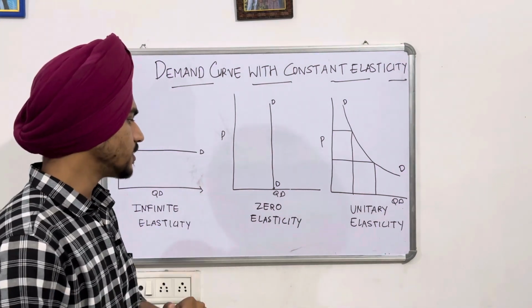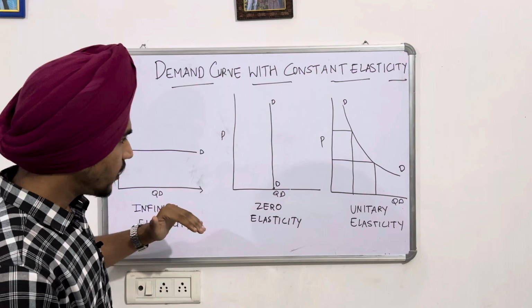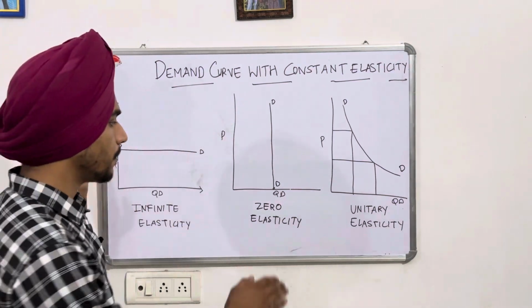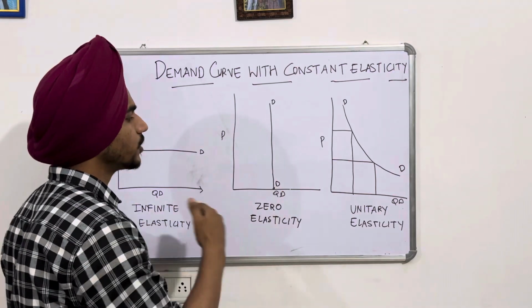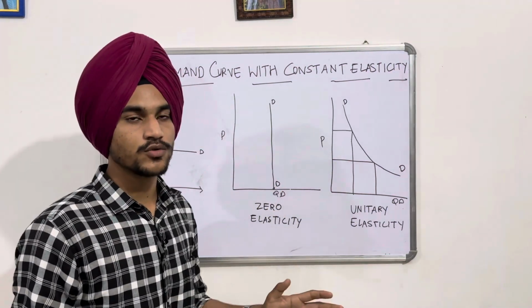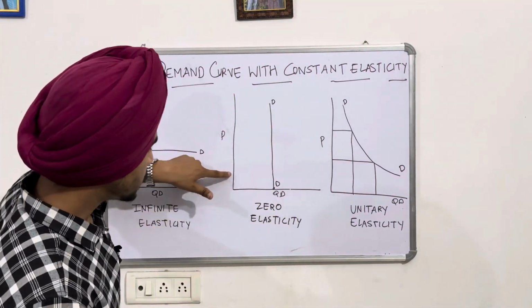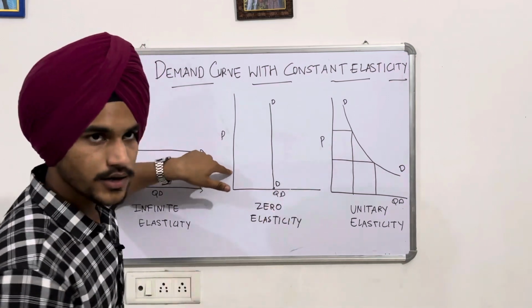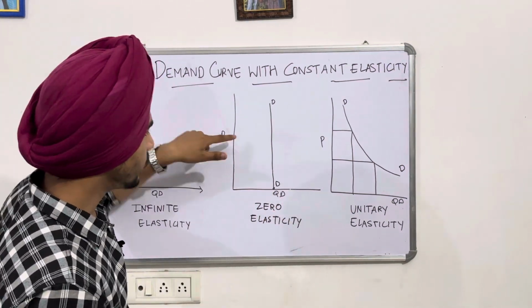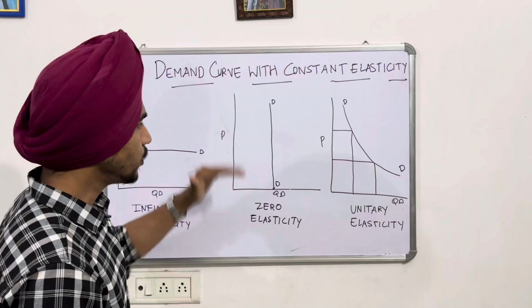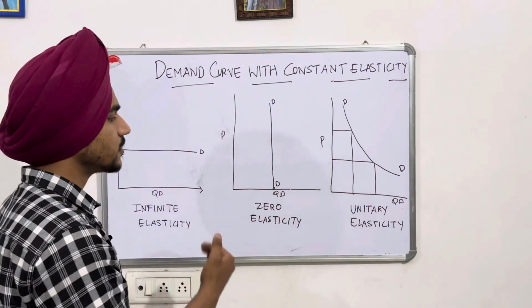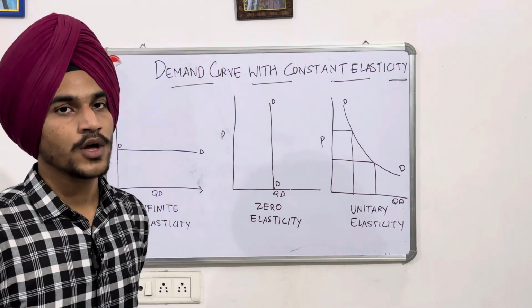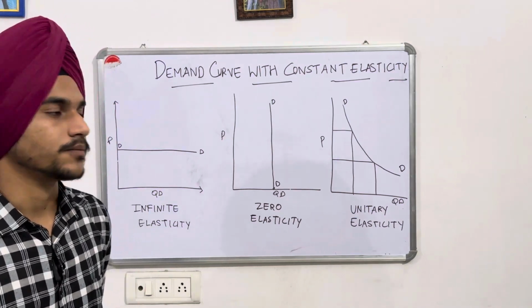In the second case, there are different price levels, but the response of quantity demanded is not changing. It is constant throughout. At this price level, the quantity demanded is same. At this price level, the quantity demanded is same. At all the price levels, the quantity demanded is the same. That is why this is also the case of constant elasticity.